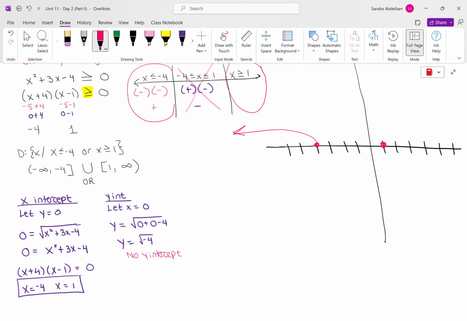But then it says, or x is greater than +1. So I go to +1, and now I have to be greater than +1, which is going to the right. And that's how our graph looks. Now, there's no graph between -4 and +1. And isn't that fitting? Because that's not part of my domain.